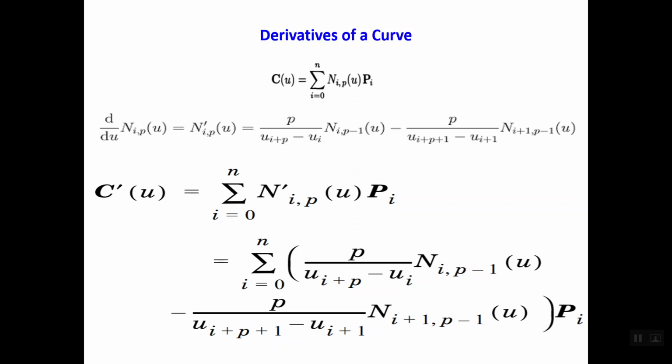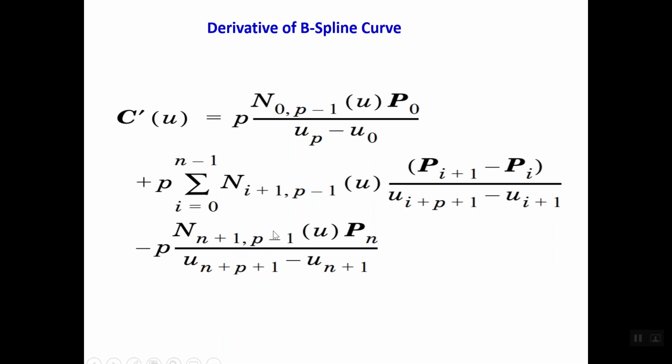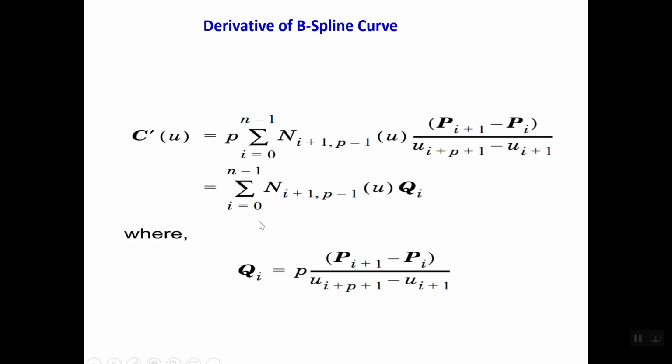Now to calculate the derivative of a curve, we have this formula, which is C'(u) equals summation of i up to n of N'_{i,p}(u) times P_i. After expanding and taking the derivative, and after doing these multiple calculations, we get the final value, which is this one: summation of i up to n minus 1 of N_{i+1,p-1}(u) times Q_i, where the value of Q_i is this one, as you can see.